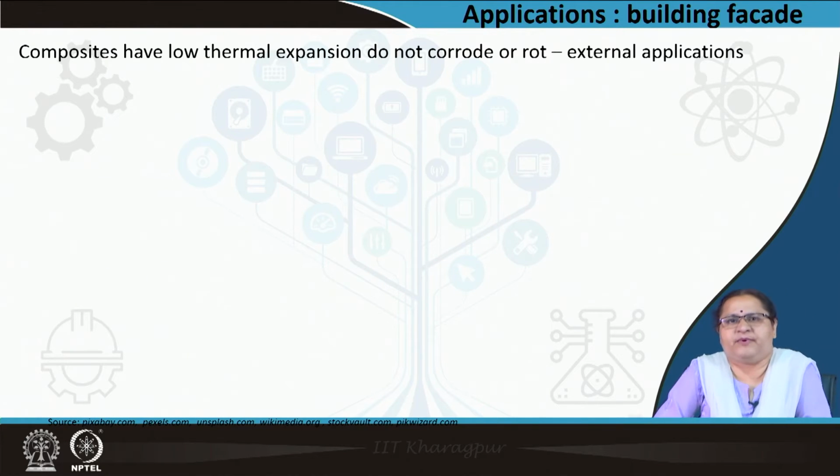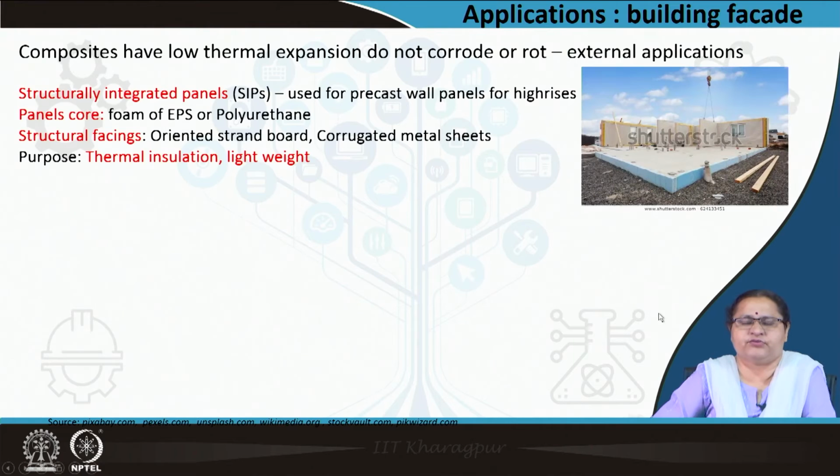Now, coming to the applications of composites in building facades. As I told you, you get special properties. Composites usually have low thermal expansion and they do not corrode or rot, because we are going to improve properties. So we can go for external applications using composites. We have seen precast slabs. We discussed them at length in the precast items module.